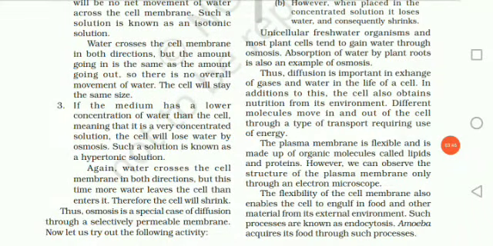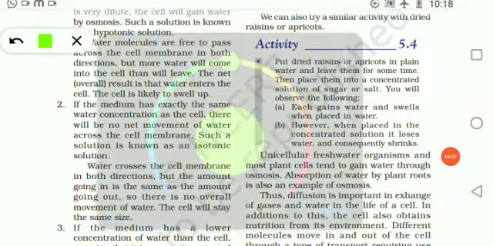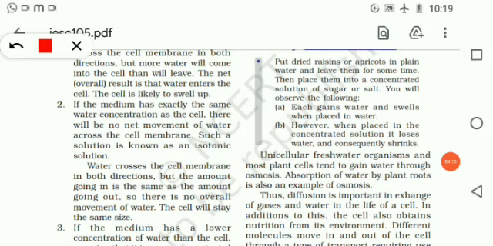And if the medium has a lower concentration of water, it is a very concentrated solution, and the cell will lose water by osmosis. So this is hypertonic. There is a loss of water. Water is moving, and if there is no net movement, it is isotonic.